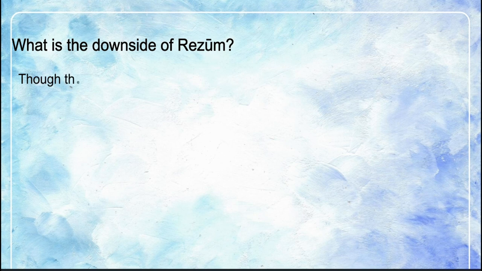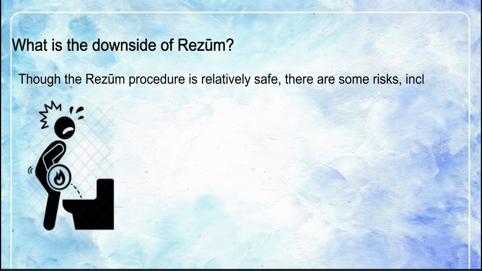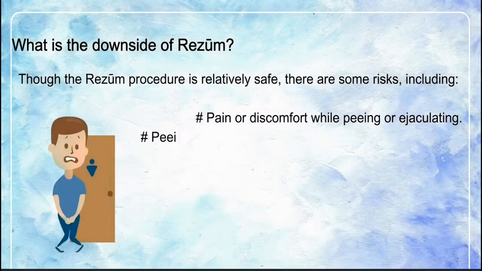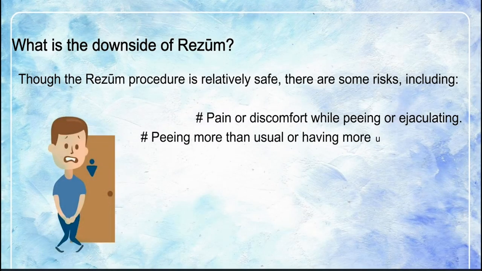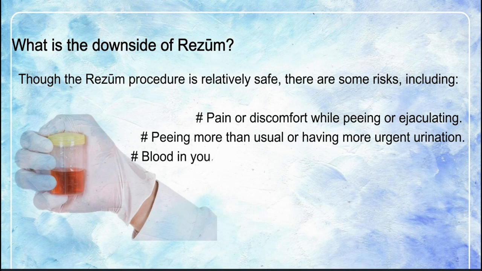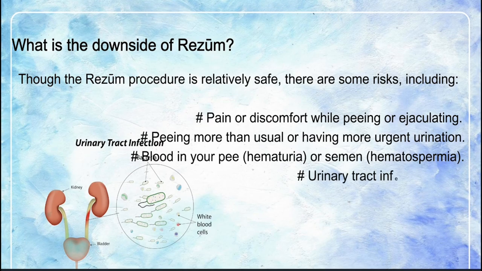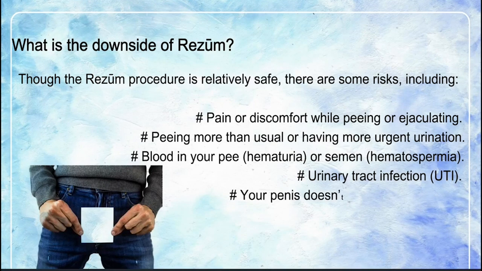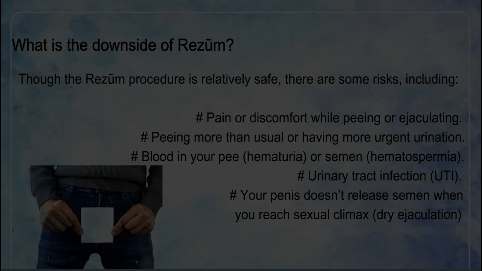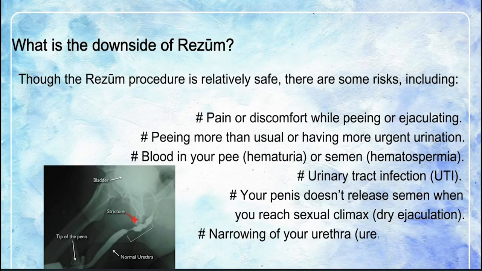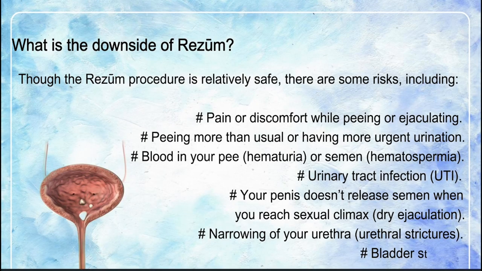What is the downside of Rezūm? Though the Rezūm procedure is relatively safe, there are some risks, including pain or discomfort while peeing or ejaculating, peeing more than usual or having more urgent urination, blood in your pee, hematuria, or semen, hematospermia, urinary tract infection, UTI. Your penis doesn't release semen when you reach sexual climax, dry ejaculation, narrowing of your urethra, urethral strictures, bladder stones.